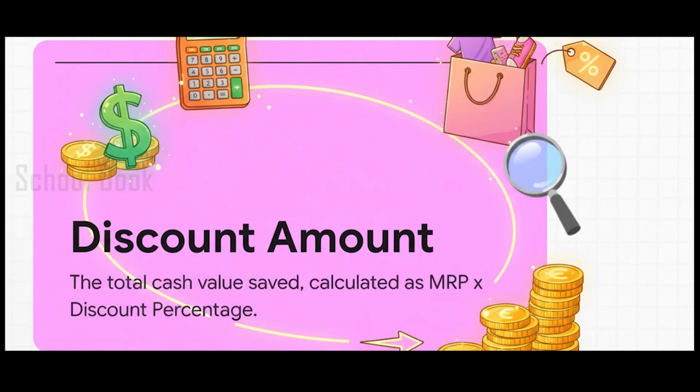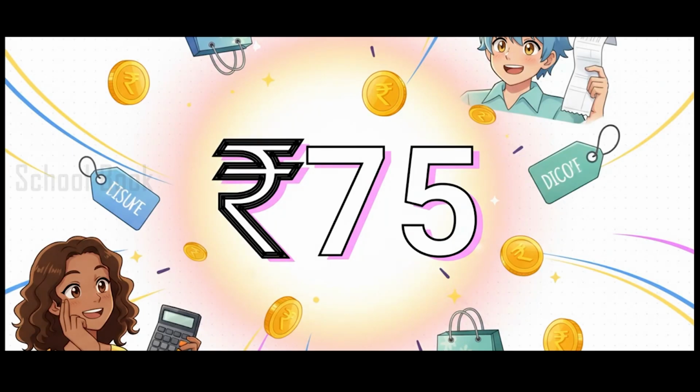Now, that 30% tag is great, but it doesn't tell us the actual cash we're saving. To figure that out, we need to calculate the discount amount. It's simple. You just multiply the price, the MRP, by the discount percentage. And there we go. 30% of 250 is 75. So that 30% off sticker means you are saving exactly 75 rupees. But remember, that's not the price you pay. That's the amount you don't have to pay.